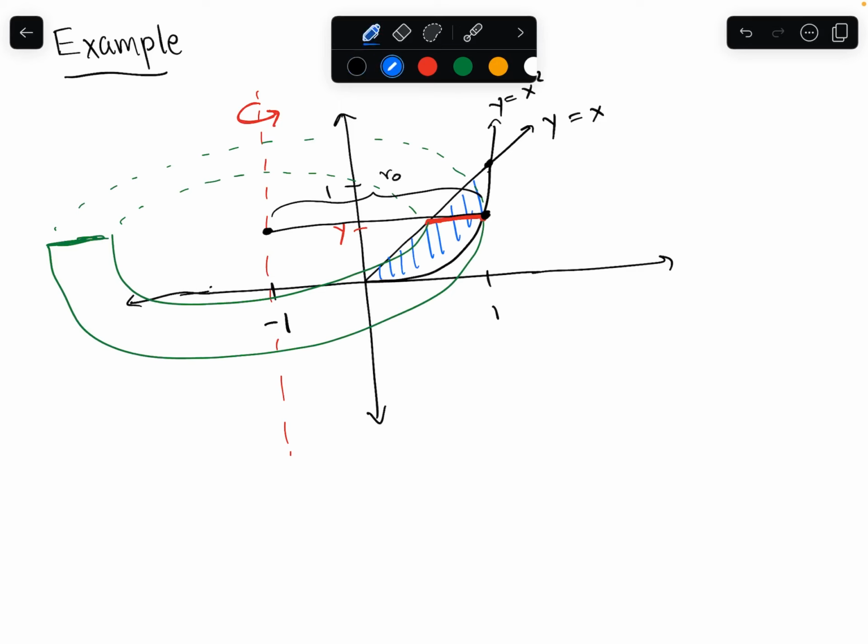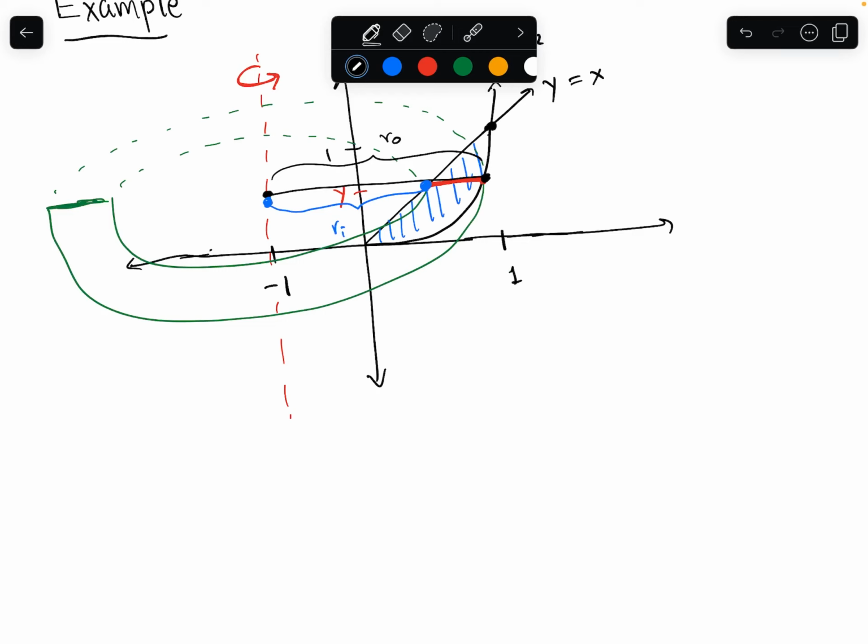So this is my outer radius, while my inner radius is always the distance from the axis you're rotating about to the inside part. Okay, the part that's closer. Okay. The picture I drew here is misleading. Let me fix that. Here's the point 1 out here, and now here's the x coordinate for the outer radius, and here's the x coordinate for the inner radius.